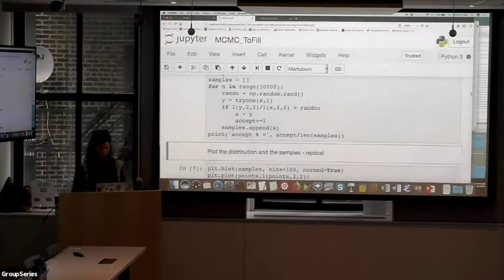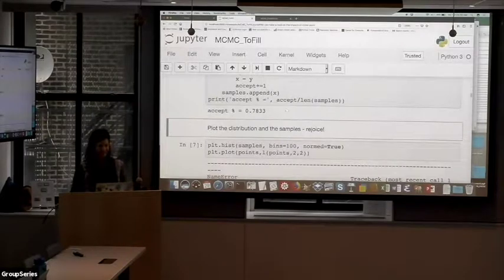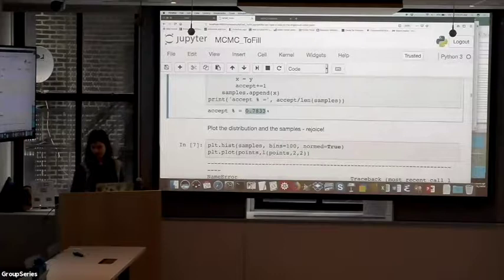Oh, I didn't run my sheet. So by the way, I got an acceptance rate of about 78%. Is this good or bad?